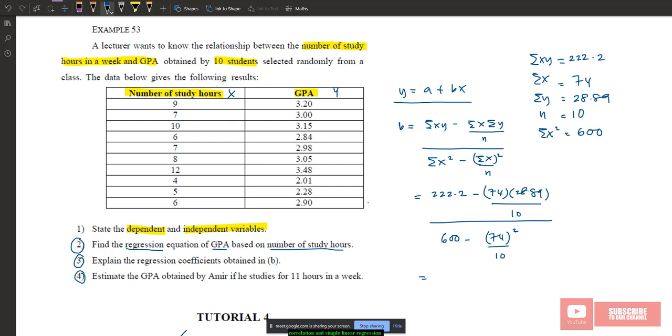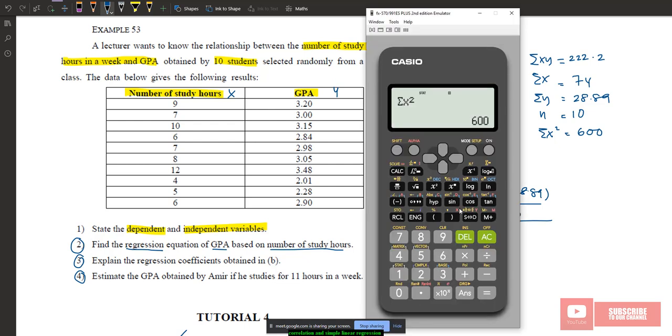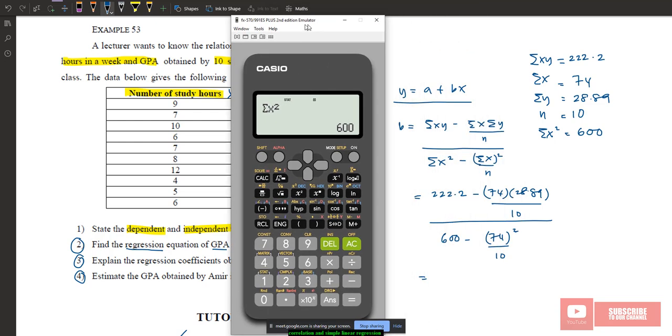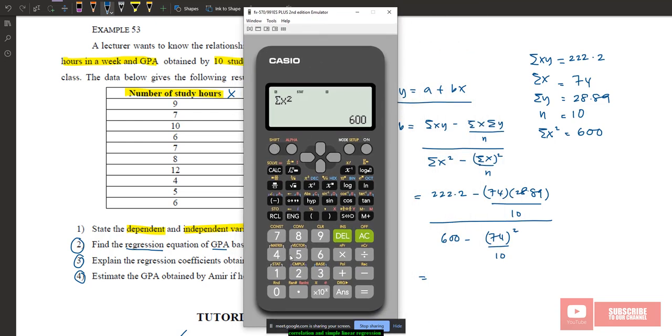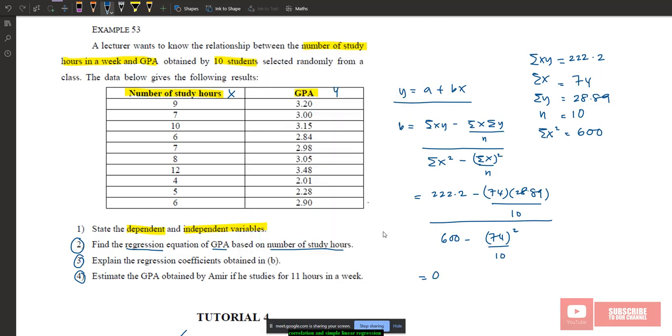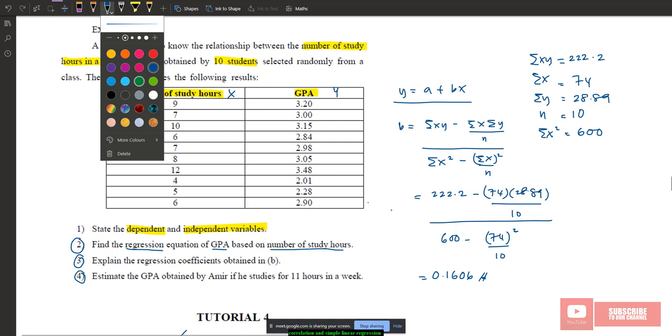So once you plug in the value into the formula, just go back to the calculator, click on shift 1 and find regression, number 5, right? And then you can see B is number 2. Click on 2, equal to B. So this is 0.1606. Right. So once you already calculate for B, then now we need to calculate for A.